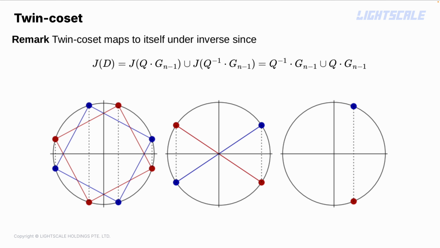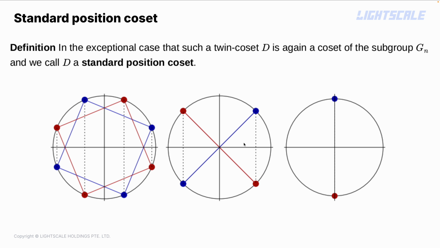So yeah, the twin coset is symmetric by x-axis, we proved, and then there is also a standard position coset. So it is a special twin coset. So this is also a twin coset, but it is a standard in the sense that this is also a coset. If you see, these are all evenly spaced, right? So if you take Q as this blue point, then Q times the subgroup of size 4 is going to be this, right?